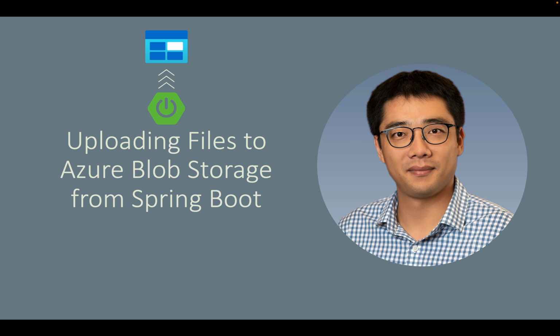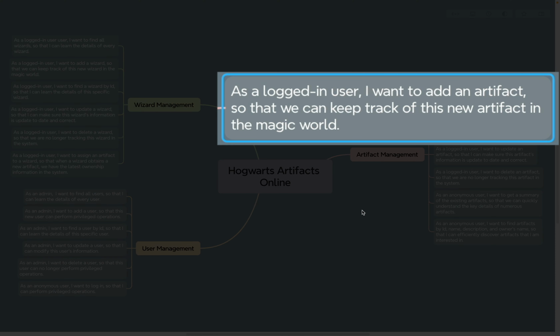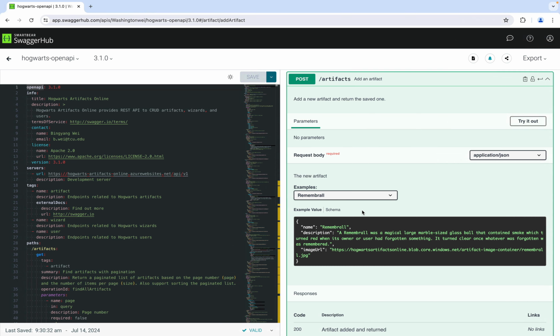In this video, let me show you how to upload files to Azure Blob Storage from a Spring Boot application. First, let's revisit a user story of our Hogwarts Artifacts Online project. Look at this user story in the Artifact Management feature. As a logged-in user, I want to add an artifact so that we can keep track of this new artifact in the magic world. Recall that to implement this user story, we came up with this API endpoint.